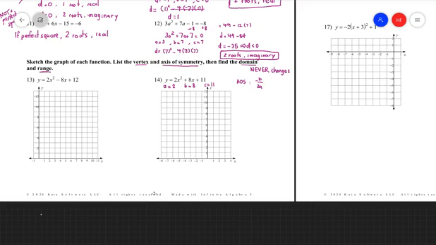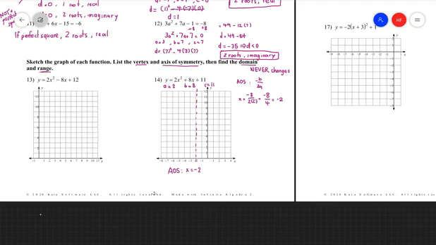So for my axis of symmetry, we would get x equals negative b over 2a, so negative 8 over 2 times 2. Negative 8 over 4, which is negative 2. So when we have negative 2 for x, that's going to be that straight up and down line that cuts our parabola in half. So my axis of symmetry is x equals negative 2.